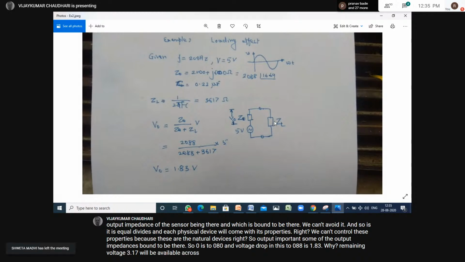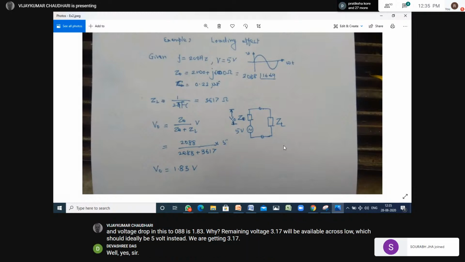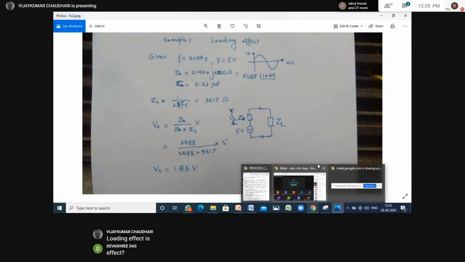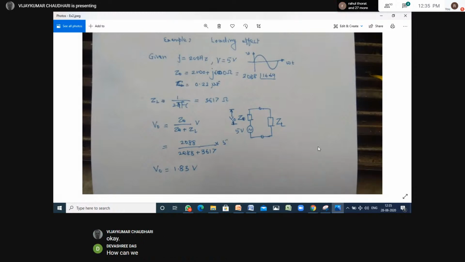Is the concept understood then? Let me have some answer. Yes, sir. The loading effect is understood. Sir, how can we minimize this loading effect? Pardon? How can we minimize this loading effect?